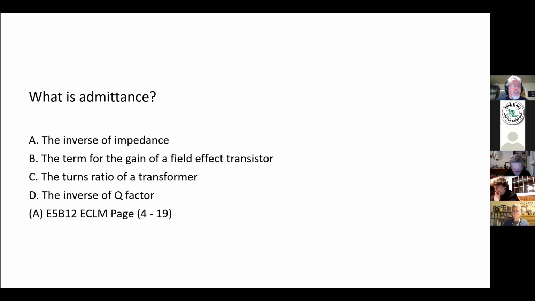Correct answer is it's the inverse of the impedance. That's what admittance is.